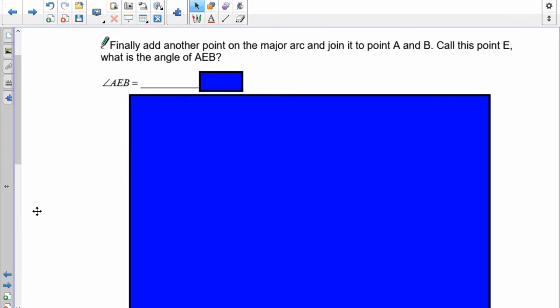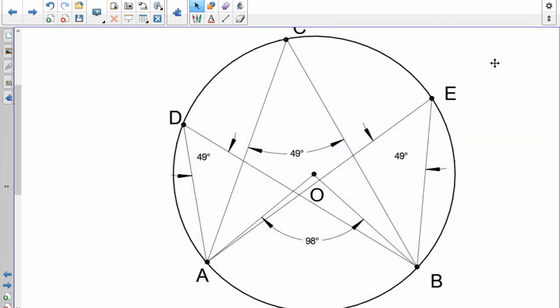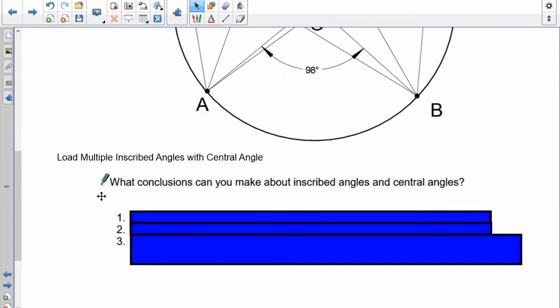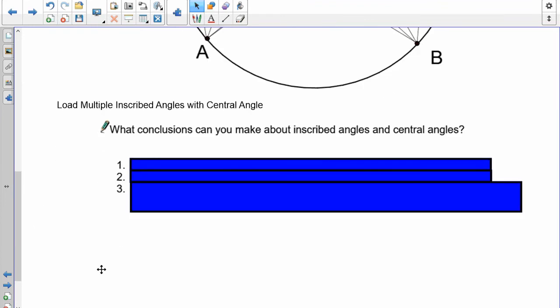All right. I want you to add an inscribed point, E, which subtends the central angle, onto your drawing. All right. Now you should have found that AEB is 49 degrees. So this is what it looks like. We have the same thing all over. Inscribed, inscribed, inscribed. Notice they're all 49s. Now, here is the GeoGebra file. You can take a look at what's happening here.